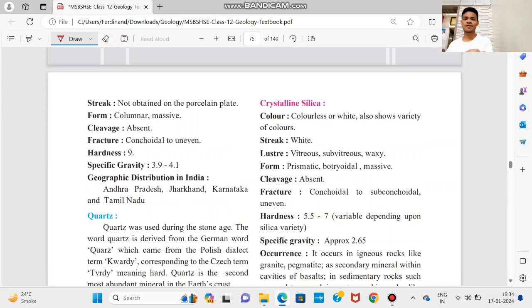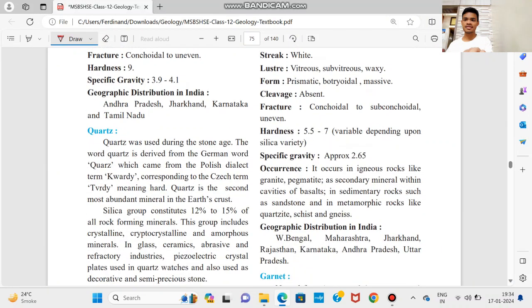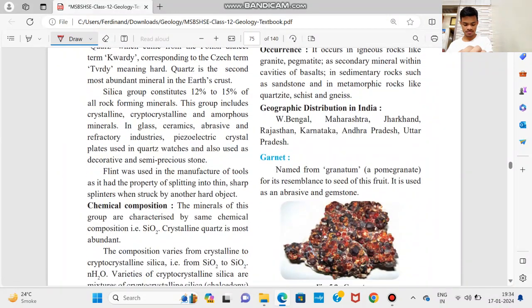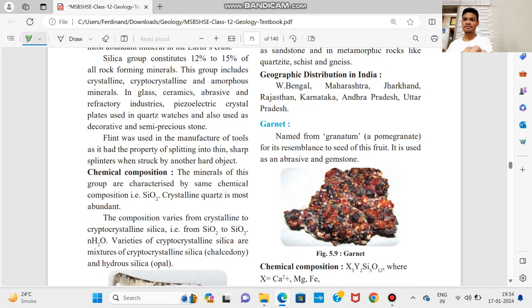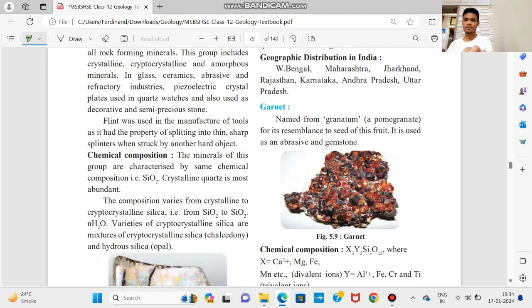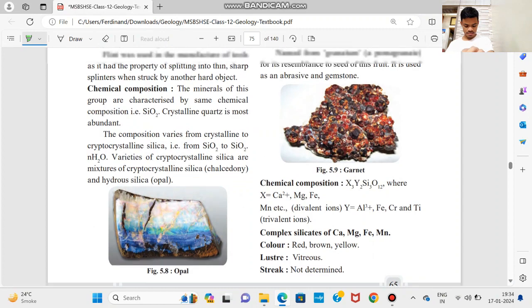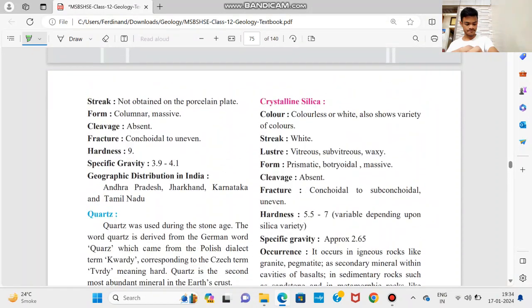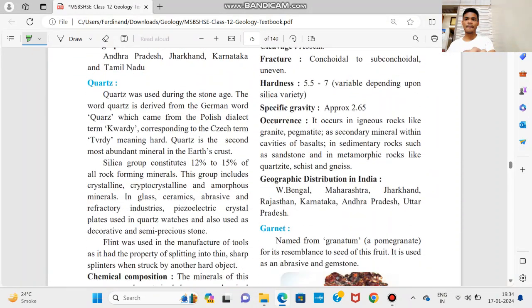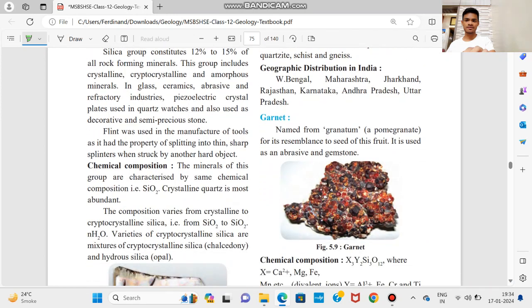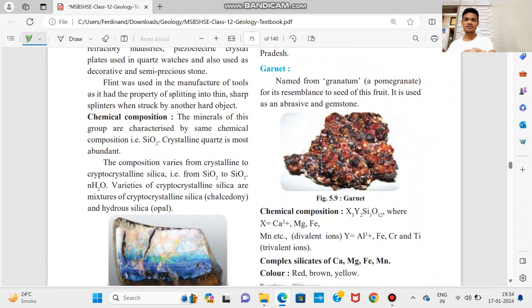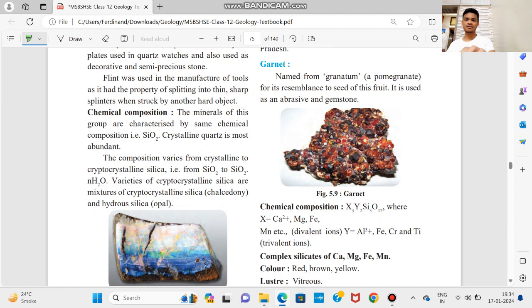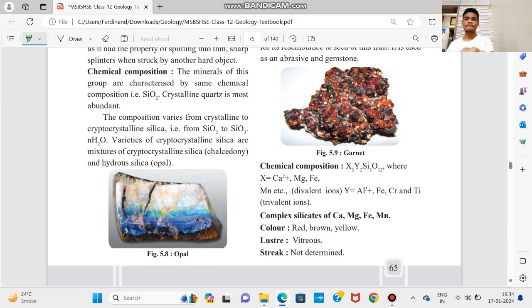Then second one is corundum. Okay, same part again. Then quartz. You come down, nothing much about this. Crystalline silica, just gotta read about it. Then you have garnet. Garnet is one of the most precious looking minerals. Okay, come down.